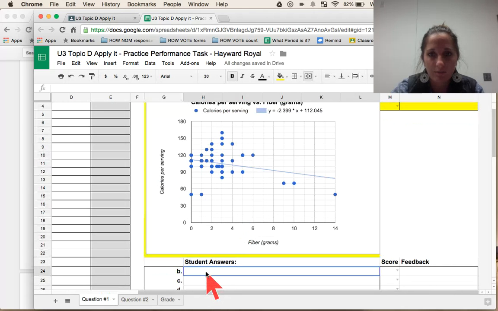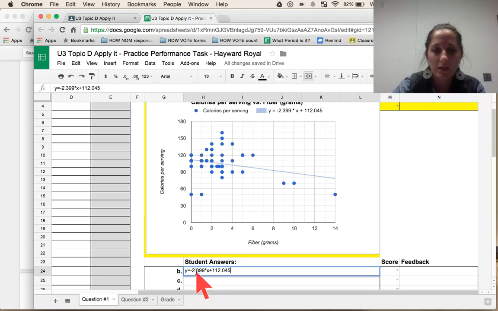I'm going to write that in B. So y equals negative 2.399 times x plus 112.045. Except it said use real world variables and not x and y. So x is actually the x-axis, which is fiber, and y is the y-axis. So that would be calories.